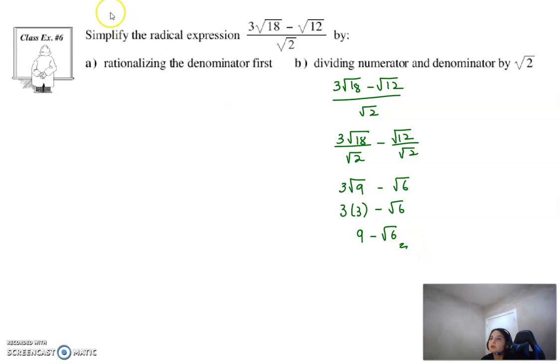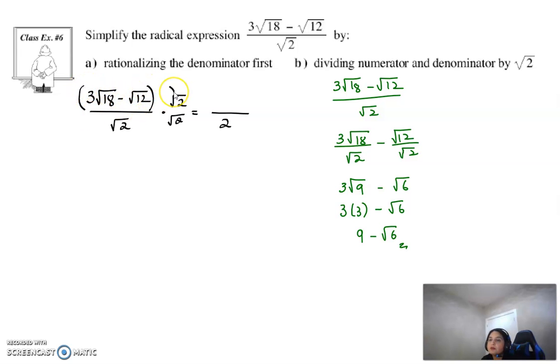Now how can we do this question by rationalizing the denominator? So again, the same question. This time, we're going to multiply both numerator and denominator by that common root 2. What does that do? The denominator does become 2, but in the numerator now you have a binomial. So remember that we have to distribute this to both of them, and remember your multiplication rules.